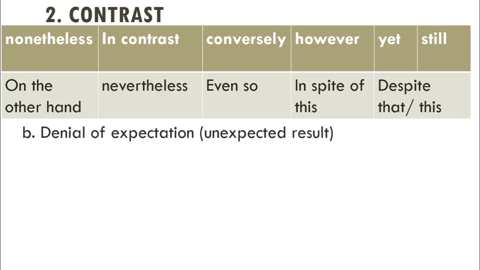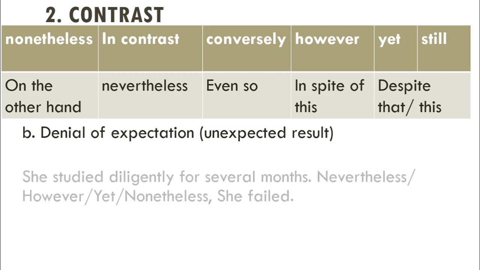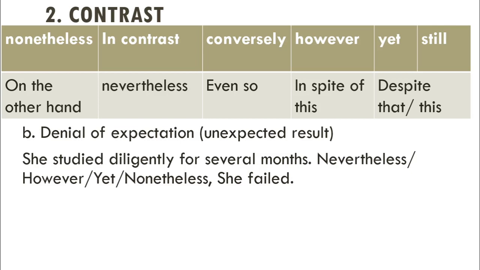And also, these connectors are used to mean denial of expectation. That means to mean an unexpected result, we can use this type of sentence connectors. For example, she studied diligently for several months. Nevertheless, or however, or yet, or nonetheless, she failed. So here, she studied diligently for several months. That means the expected result is she will do well. But she failed. So when this type of situation arrives, when an unexpected result arrives, then we use this type of sentence connectors.